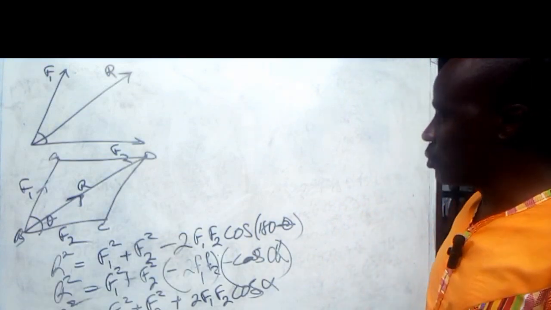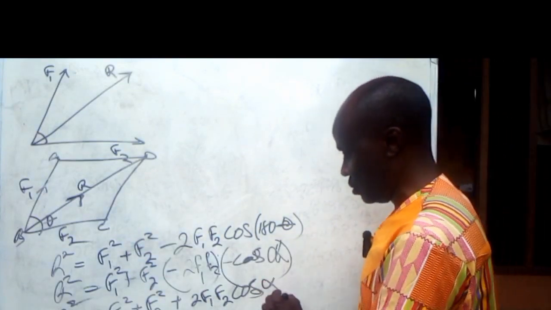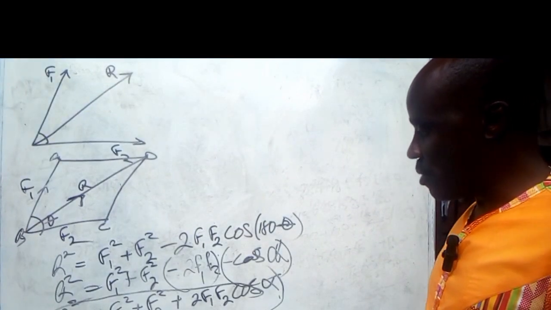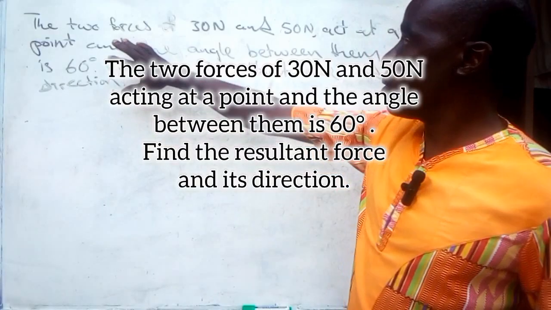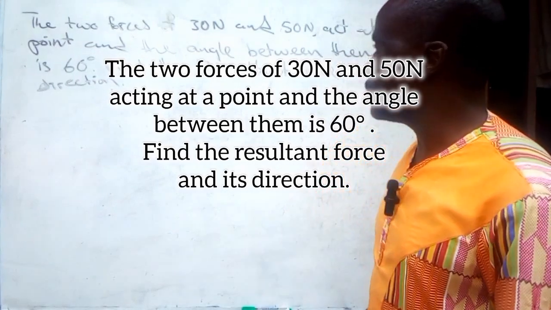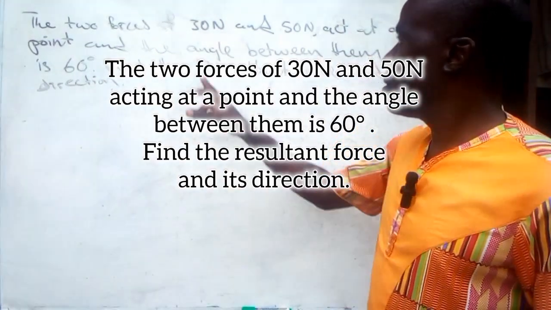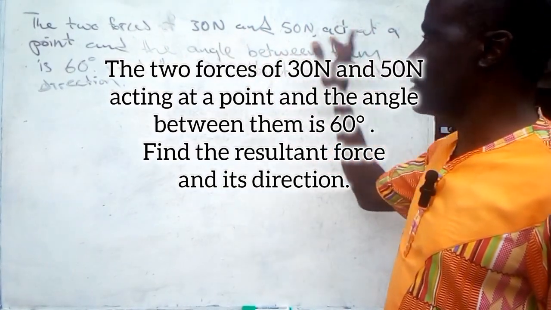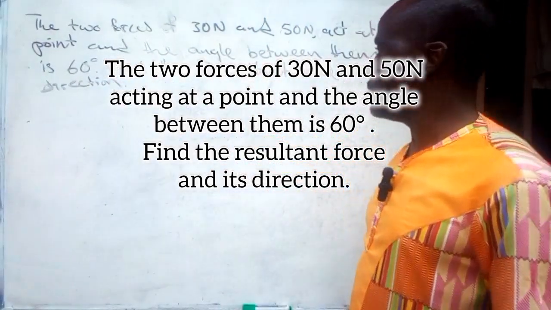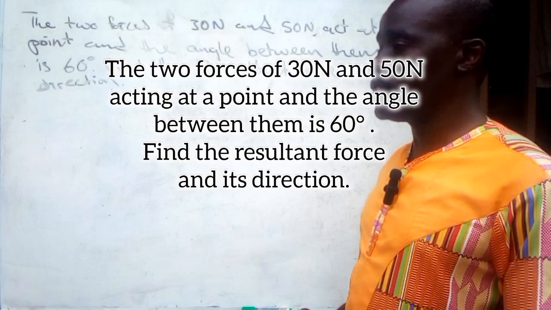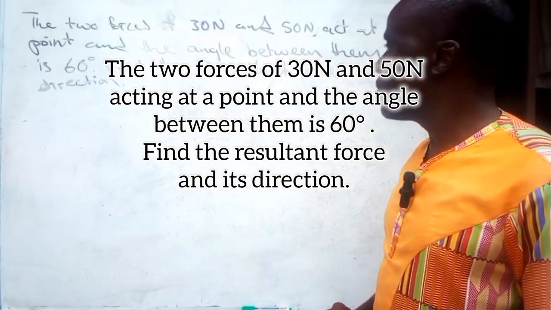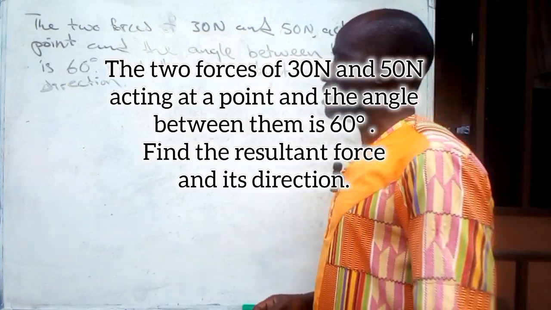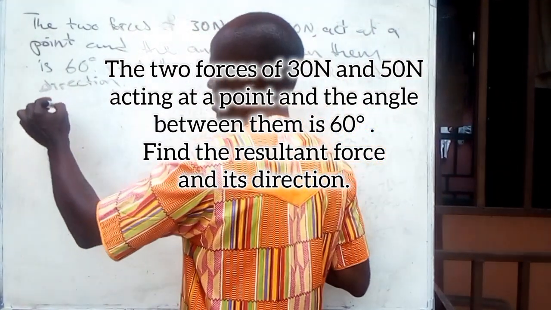So now what we're going to do next is to use this to solve one problem so that we'll be able to digest whatever we have. So now, say that two forces of 30 Newton and 50 Newton act at a point, and the angle between them is 60 degrees. Find the resultant force and its direction. So when we look at this now, let's just have a sketch of it.